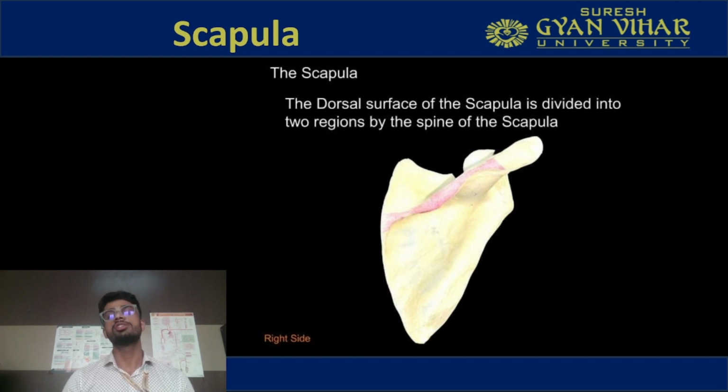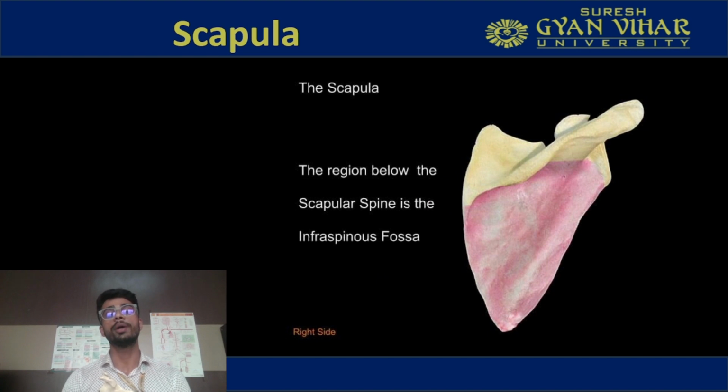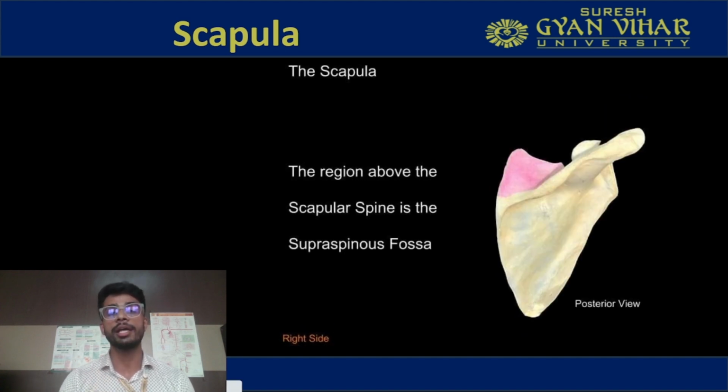Now the dorsal or posterior surface is divided into two regions by the spine. You can see this is the spine present on the scapula, and it divides the scapular surface into two parts. Which are those two parts? The infraspinatus fossa, which is present inferior to the spine, and the supraspinatus fossa, which is present superior to the spine. So on the dorsal surface there are two fossas: this is your infraspinatus fossa and this is your supraspinatus fossa, and the spine divides them.